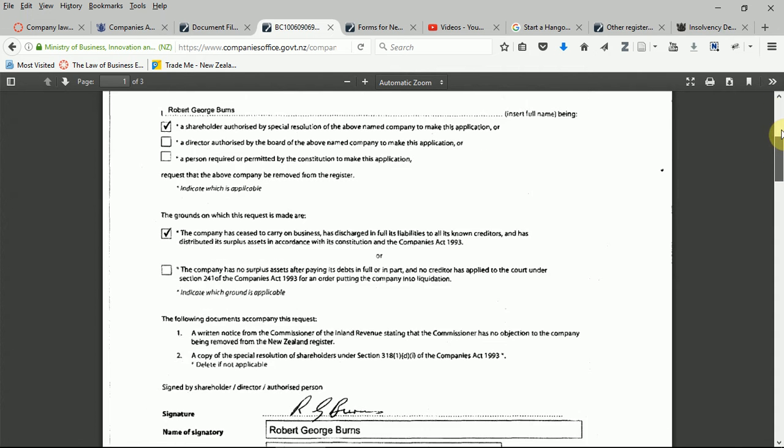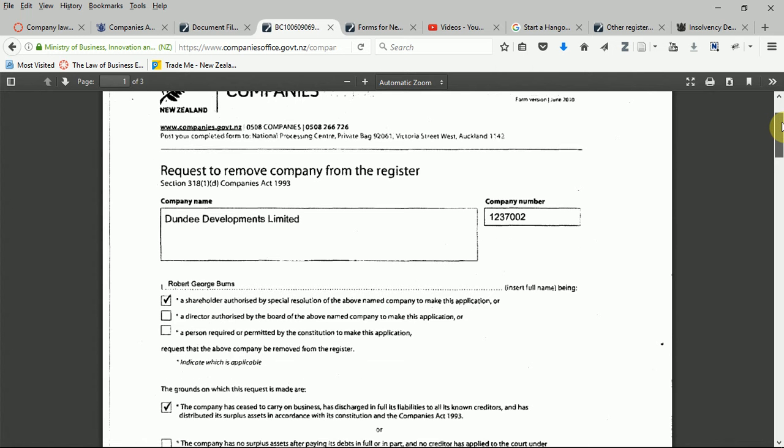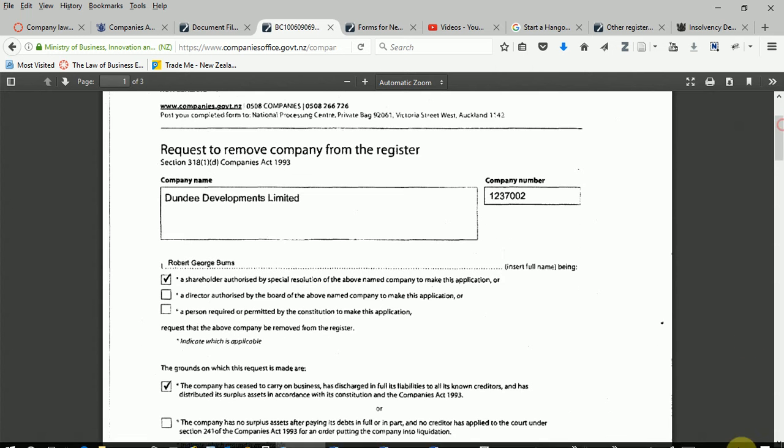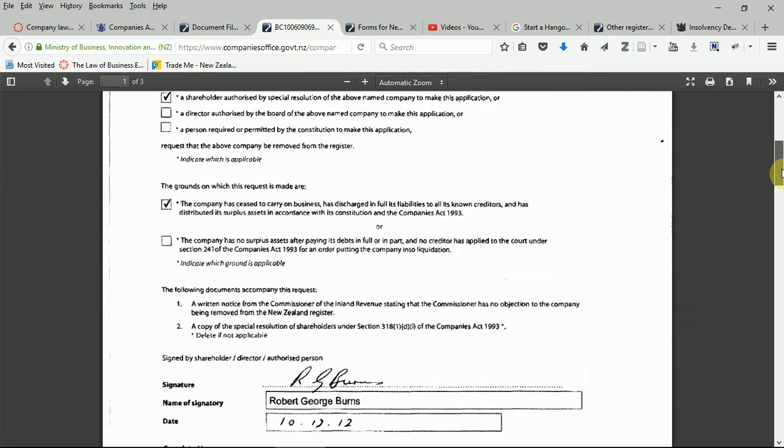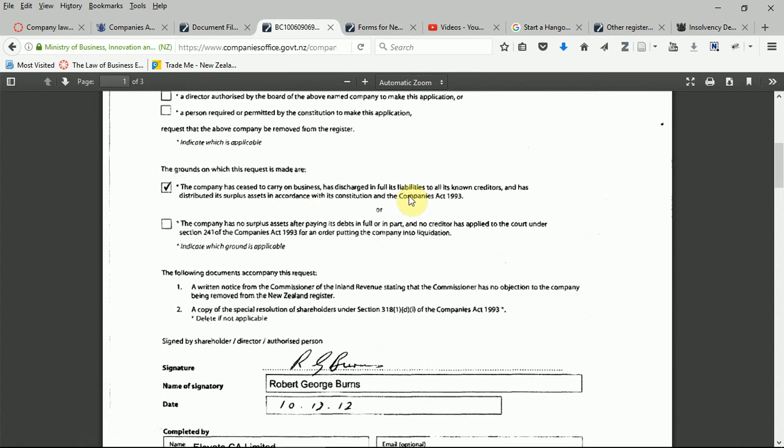Now, that procedure is to fill in a form and request the registrar to remove the company. It's done by a shareholder, Robert George Burns. I'll call him Robbie Burns. And he's been authorised by a resolution, and since he's the only shareholder and director, he had a resolution with himself and signed it. The grounds: the company ceased to carry on its business, paid all its creditors, and distributed surplus under the Constitution and the Companies Act.